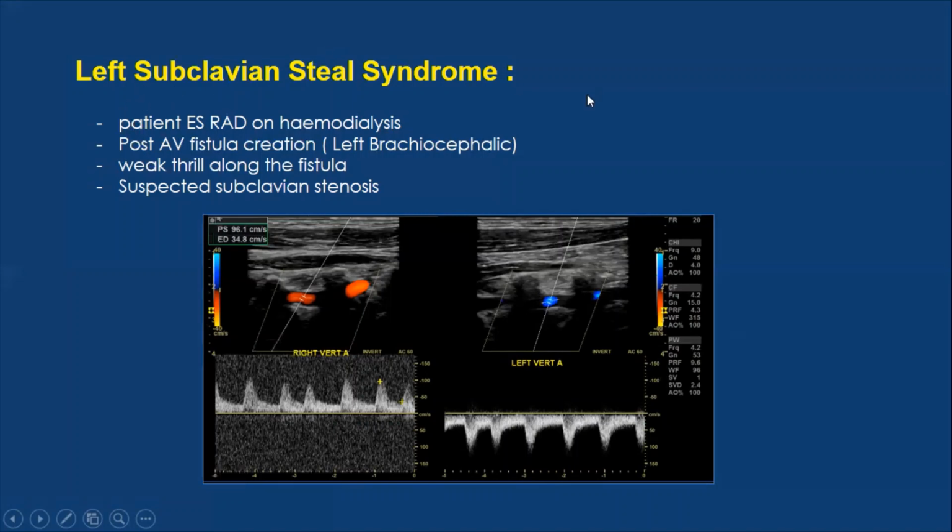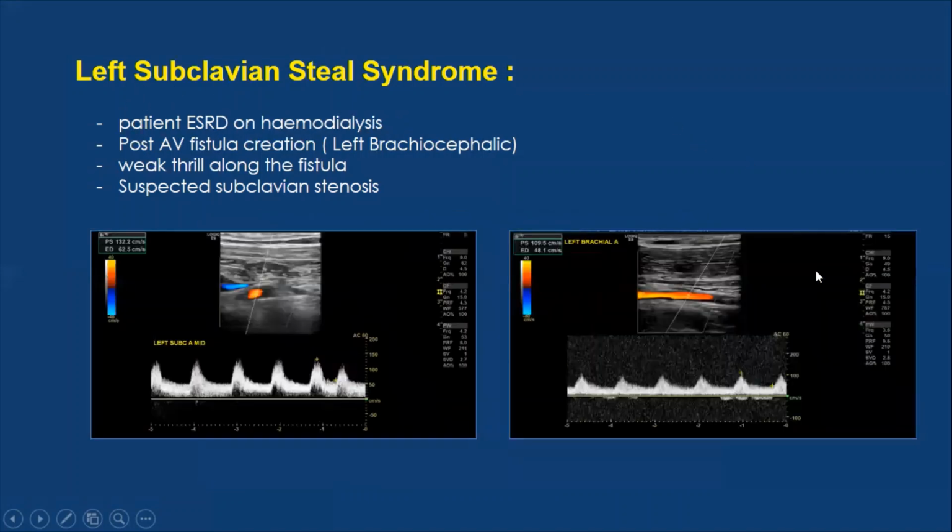This is the case of subclavian steal syndrome. See the subclavian artery itself, it's in the mid, and here we can see the brachial artery. There is very damped flow in the brachial artery compared to the subclavian. So this is the thing that had created the weak thrill in the fistula.